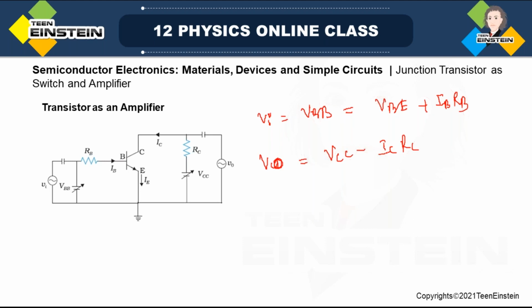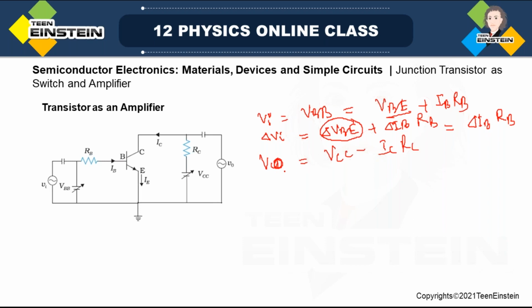If I take a small change in the input, then we have delta VBE plus delta IB times RB; RB is not going to change. Look here, delta VBE, this is actually the cut-in voltage, so that is almost fixed. This is not going to change. So what you get is delta IB into RB.